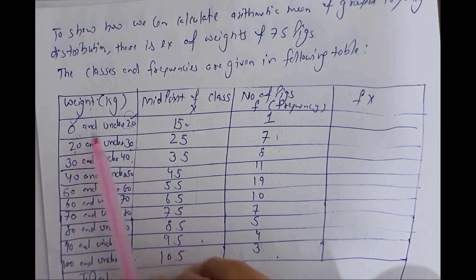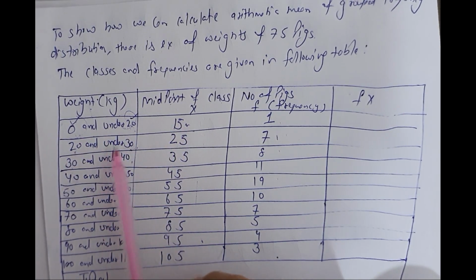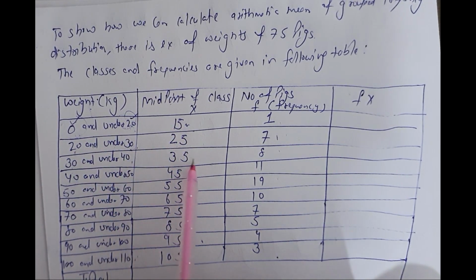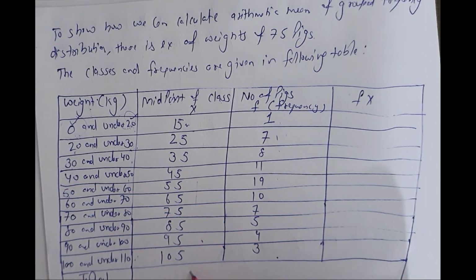That is, midpoint of 0 and 20 is 10, 20 and 30 is 25, 30 and 40 is 35, 40 and 50 is 45, 50 and 60 is 55. Like this, so on.